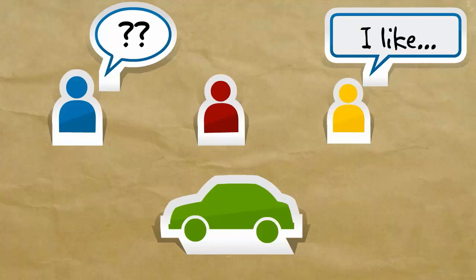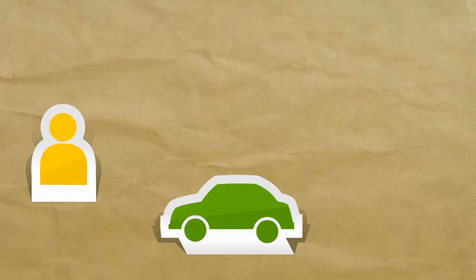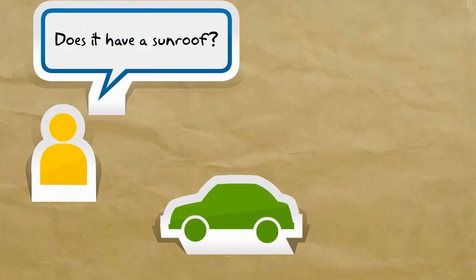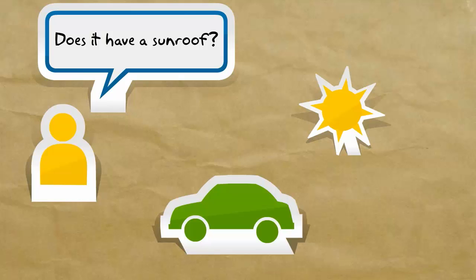So if we're using buying a car as an example, what do you think the user stakeholder may ask or say? Any ideas? Well, some of the things that you may hear would be something like, does it have a sunroof? You see, the user stakeholder is most likely thinking about themselves driving down the road and imagining themselves on a nice sunny day driving the car and having the sunroof open. So they're imagining themselves using the vehicle.